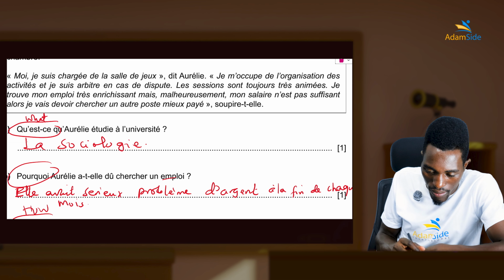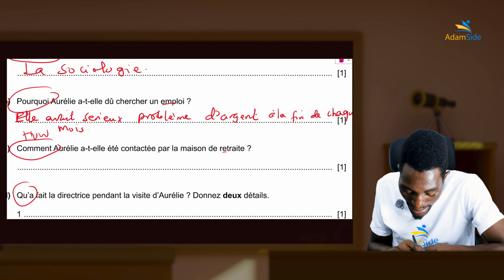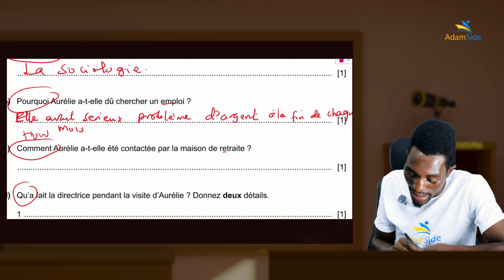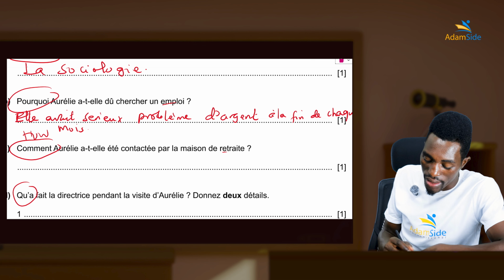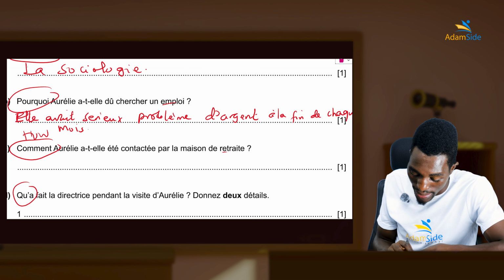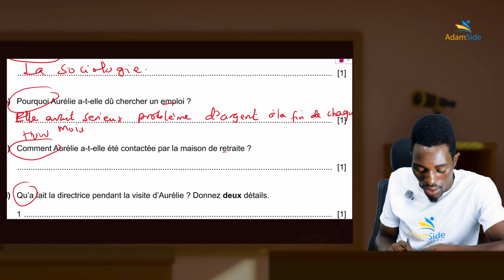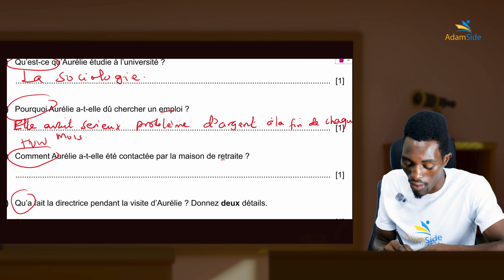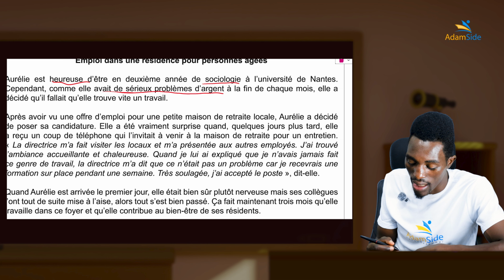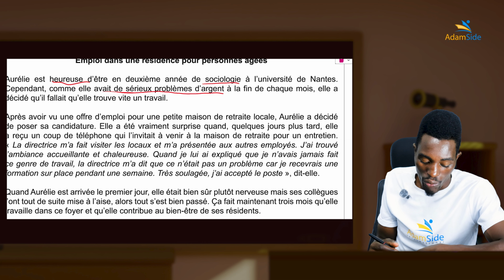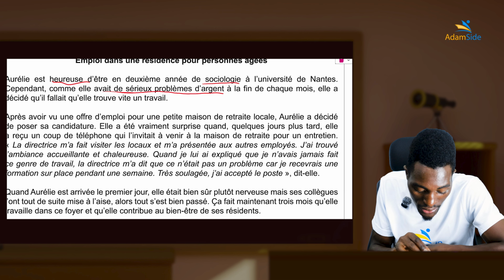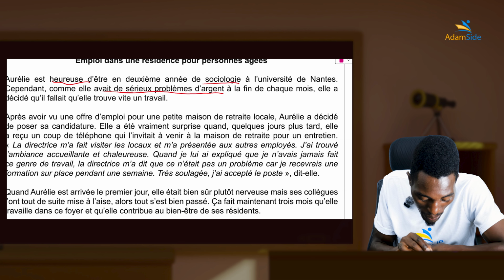Then let's see question C. Comment Aurélie a-t-elle été contactée par la maison des retraités? How was Aurélie contacted by the house of retired people? This house is where live those people who cannot do things themselves. They need our help. So we need to find how she was contacted. Okay, so we are done with paragraph 1.